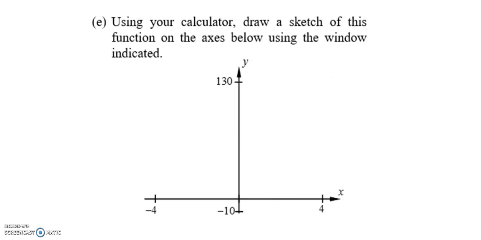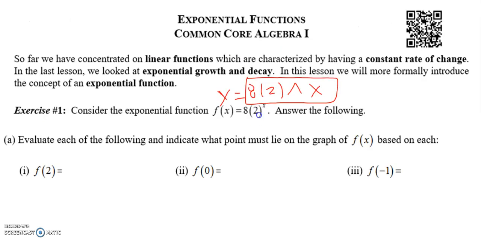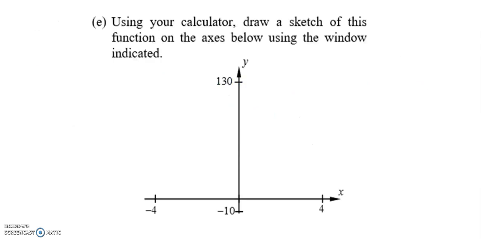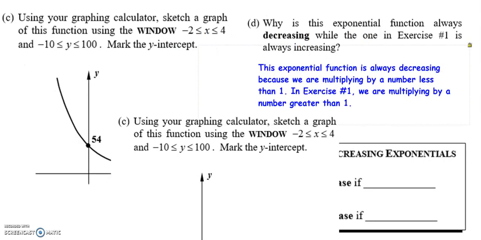The first one, if I could go back to it, sorry, we were multiplying by 2 each time. So it was getting bigger each time because we were multiplying by 2, and that's why it was increasing. So that's kind of why you could tell that they're increasing or decreasing just by looking at them.